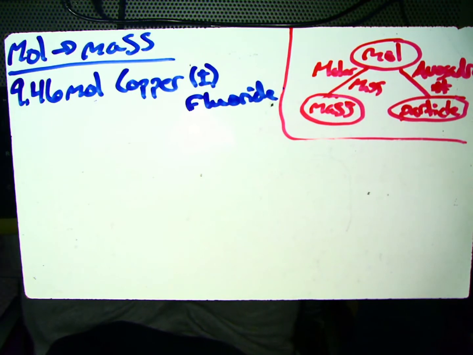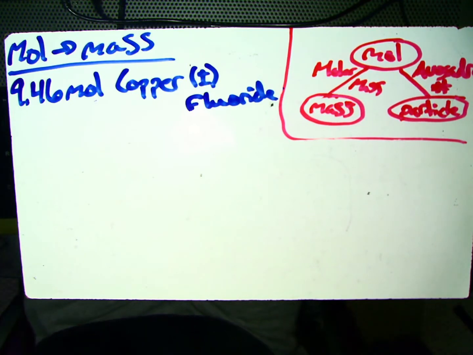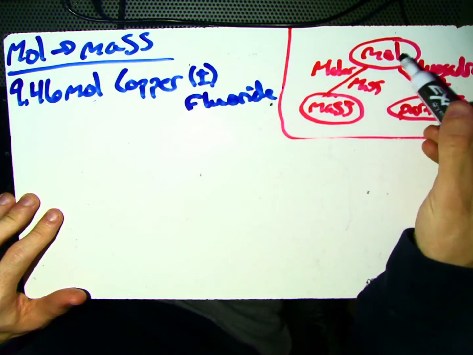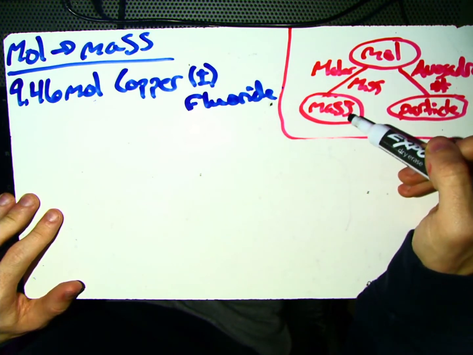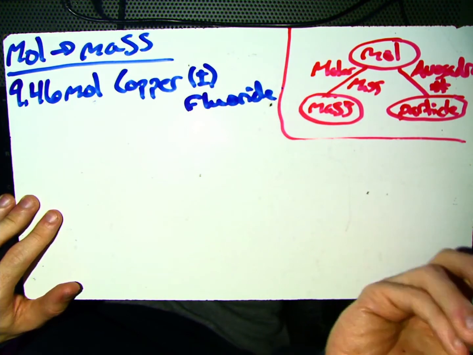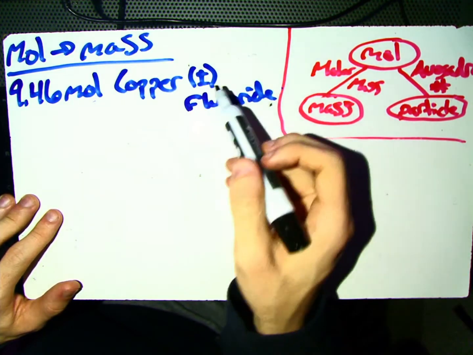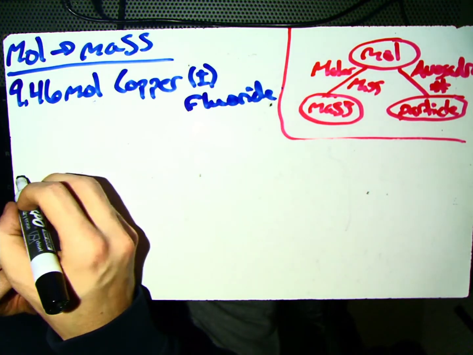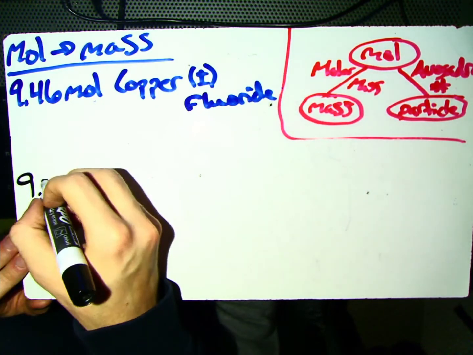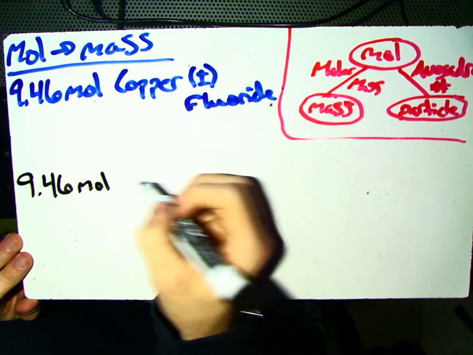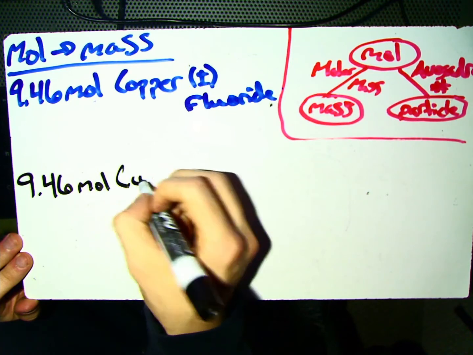Okay, I think we have a pretty good basis in this dimensional analysis, so we can probably work through this one a little bit quicker. But there is a difference in this problem. We're going now from moles to mass, and I gave you our starting mole: 9.46 moles of copper 1 fluoride. We always start with our given. 9.46 moles. Copper 1 fluoride is just CuF.